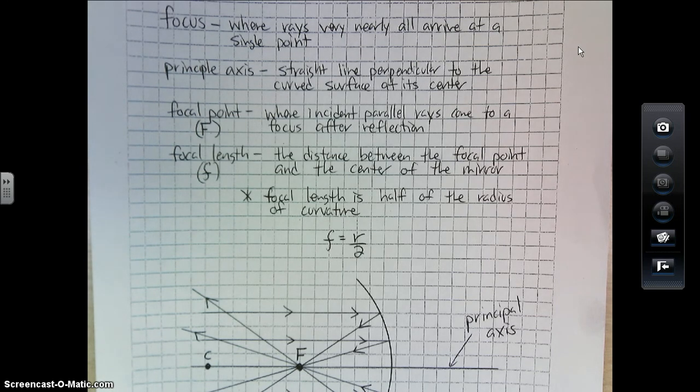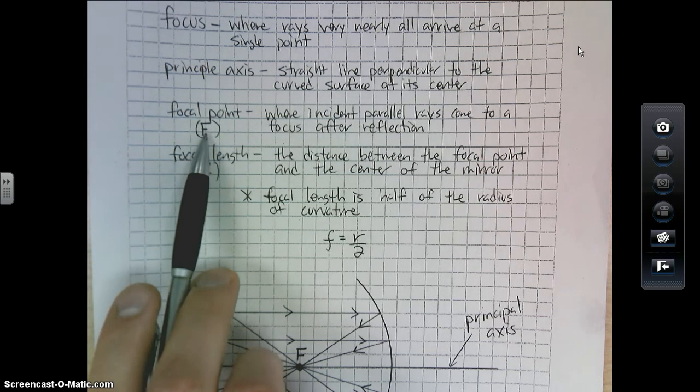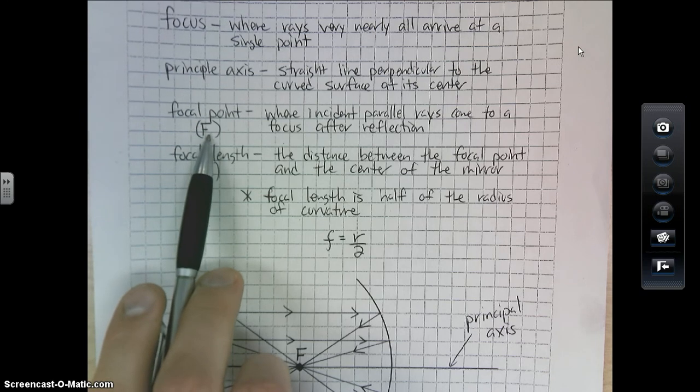Okay, it's just when something is in focus, that's when we say that all the rays are about at the same point. That point is what is called the focal point, where all incident parallel rays come to a focus after the reflection. That usually gets the little symbol F, or I'm sorry, capital F.